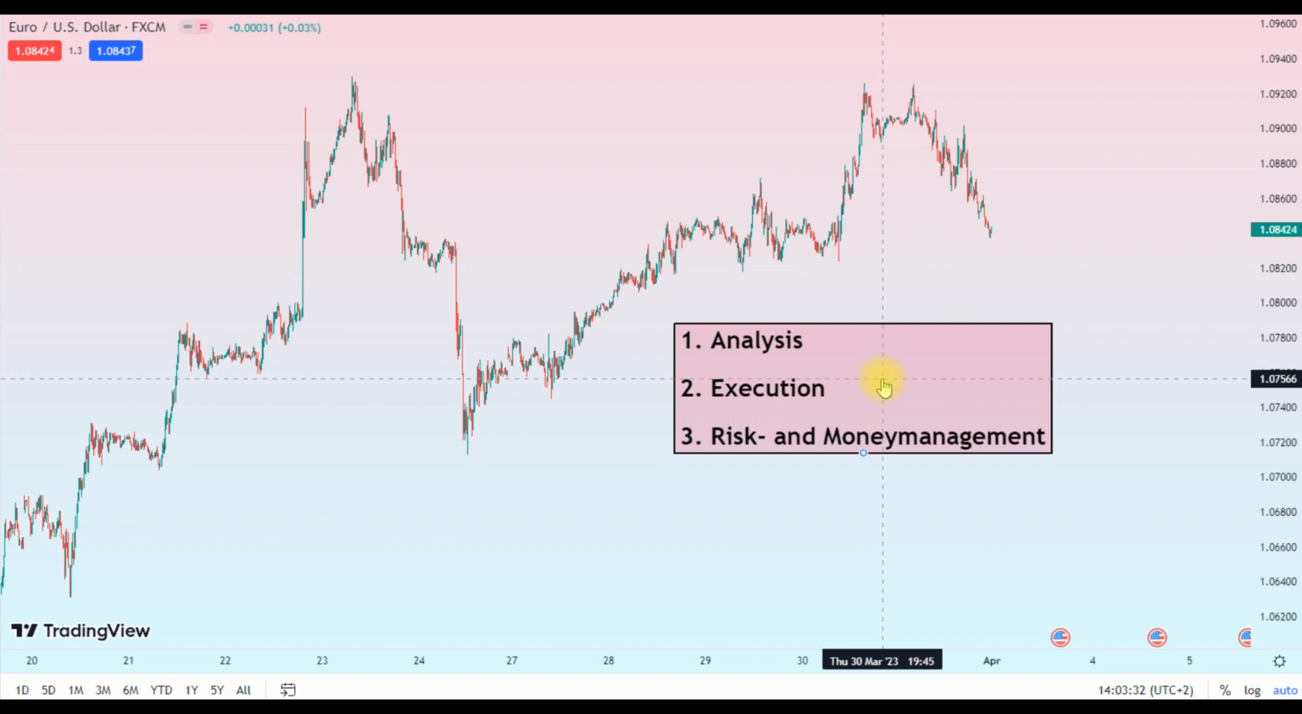I need to be able to wake you up in the middle of the night and you can tell me, is this a setup I would trade? Yes or no? So it's really important that it's clear. Otherwise, it will confuse you and it will fail.